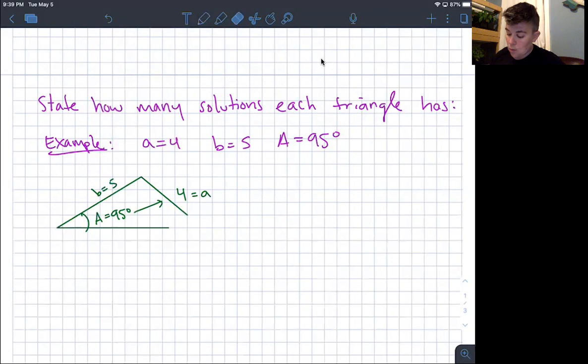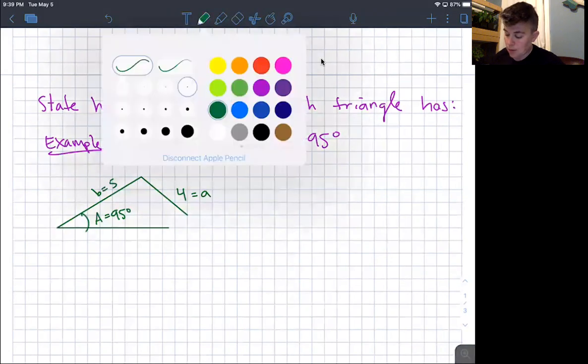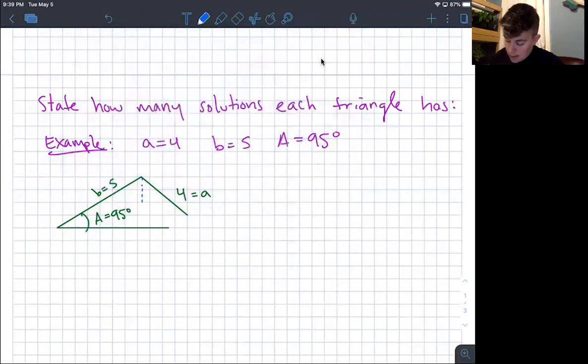I've started my triangle and I want to figure out what that height is. I know that the height is equal to B times the sine of A.